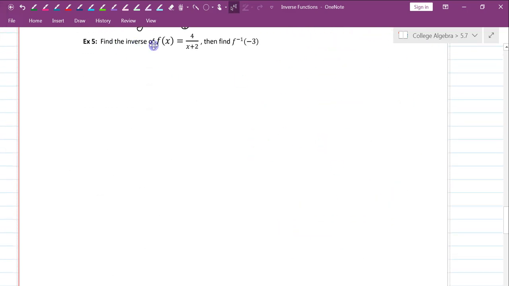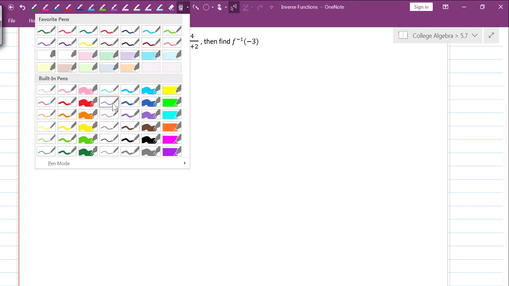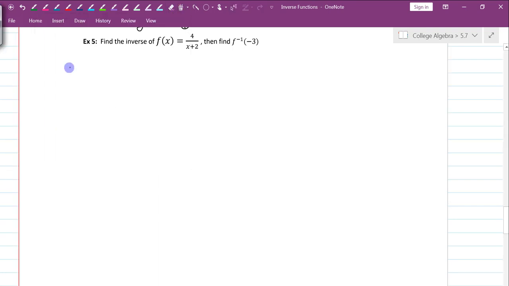Again, it says find the inverse, then find it evaluated at a particular point. So here we go. Step 0 is replace f of x with y. So we're going to end up with y is equal to 4 divided by x plus 2. The next step, switch your x and y. So if it's a y, it turns into an x. If it's an x, it turns into a y. The next step, solve for y.